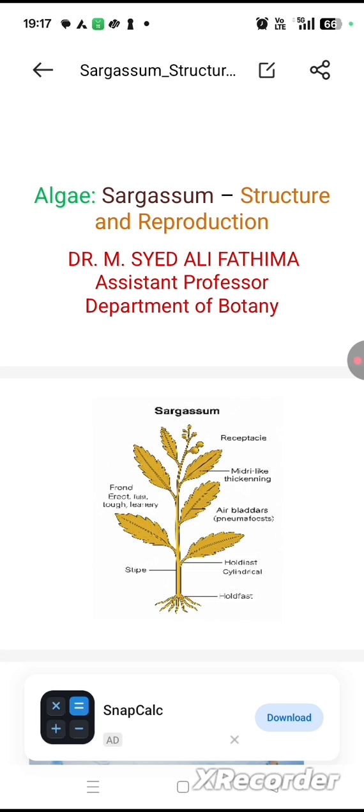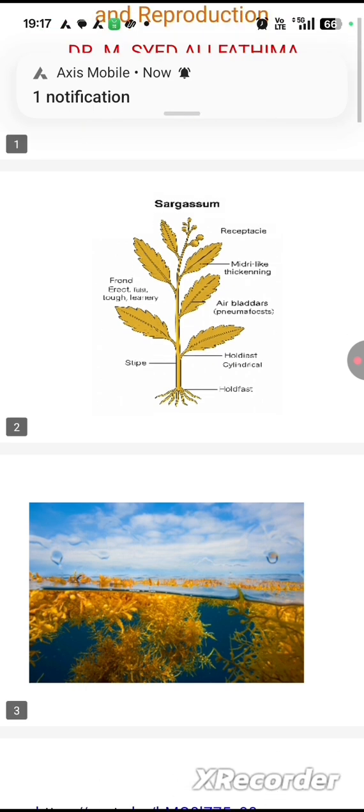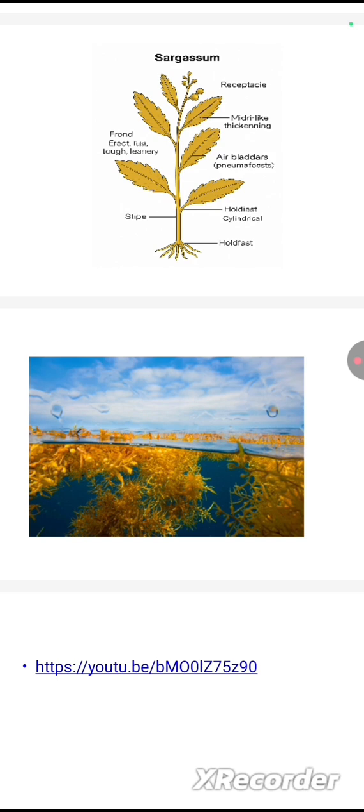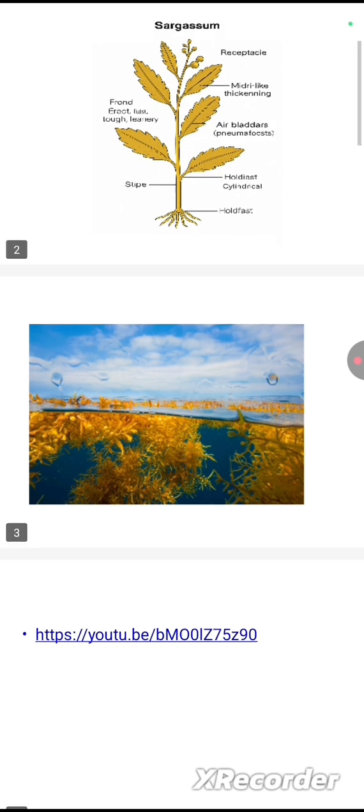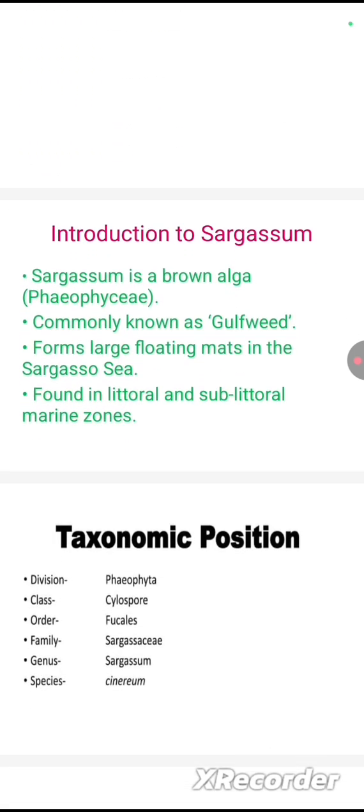In today's video, we are going to learn about Sargassum, a fascinating marine brown alga, its structure and reproduction. Let's dive into the world of seaweeds. Sargassum is a genus of brown algae, commonly known as Gulf weed. You might have heard about the Sargasso Sea, where huge floating mats of Sargassum can be seen. It belongs to the class Phaeophyceae.